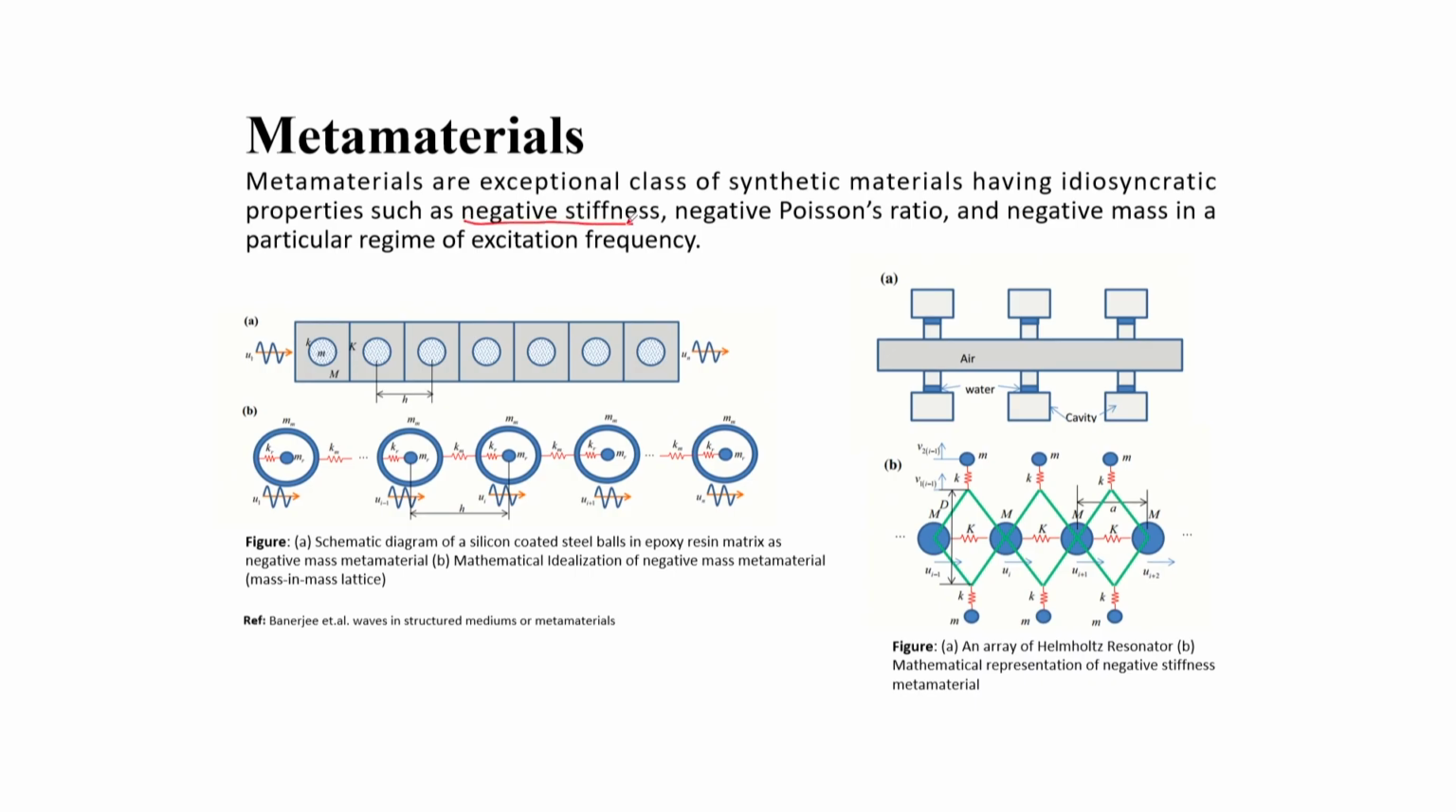idiosyncratic properties such as stiffness becoming negative, or Poisson's ratio becoming negative. What does it mean to have a negative Poisson's ratio?